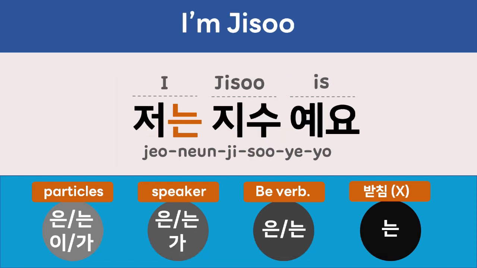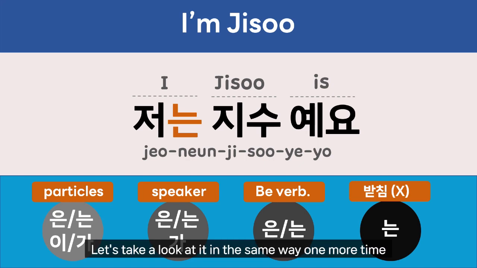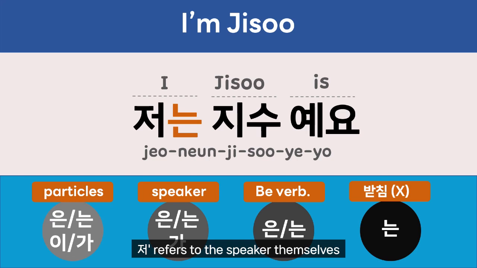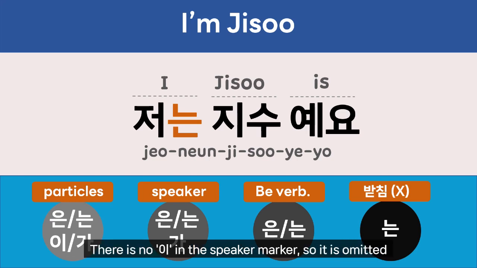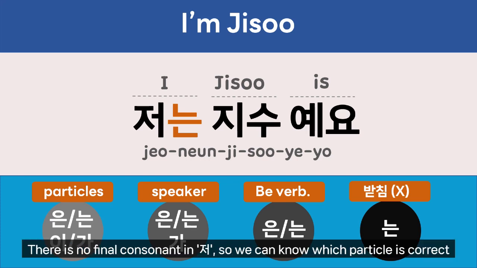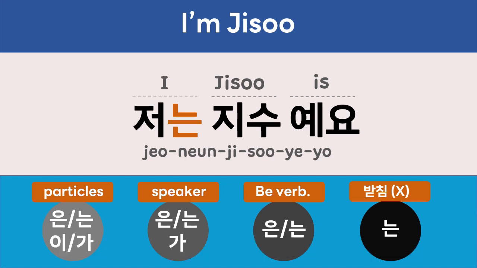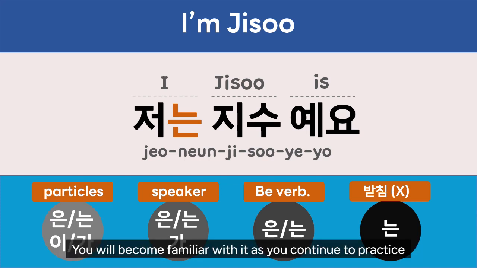I'm Jisoo. 저는 지수예요. Let's take a look at it in the same way one more time. 저 refers to the speaker themselves. There is no 이 in the speaker marker, so it is omitted. Since the be verb is used, the particle 가 is omitted. There is no final consonant in 저, so we can know which particle is correct. You will become familiar with it as you continue to practice.